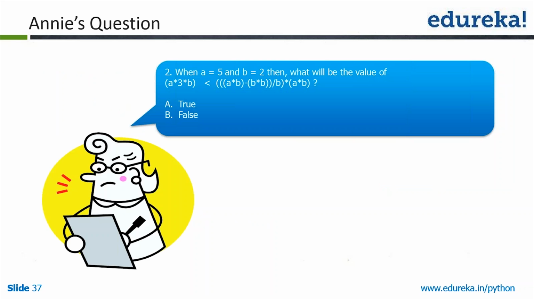And she again has an interesting question for you all. So she says, when the value of variable a is 5 and b is 2, then what do you think will be the value of the below expression? The left side is simple to comprehend. The right side is a little complex, and I will require you all to spend a minute to let me know what you think will be the answer to this problem.